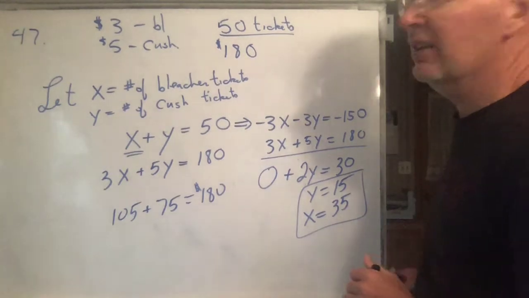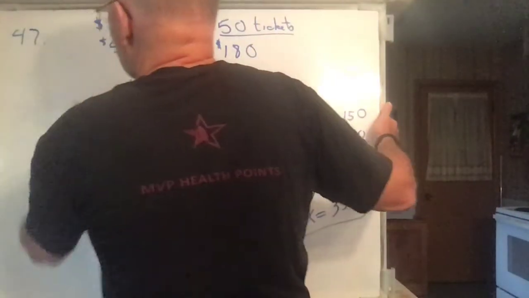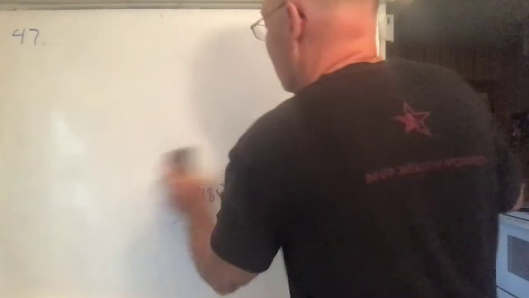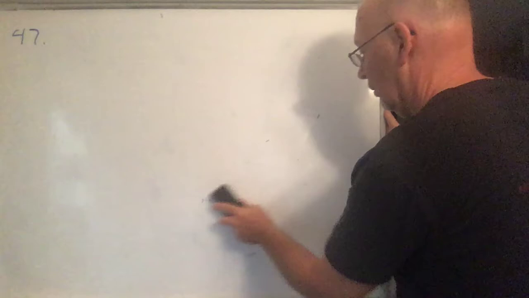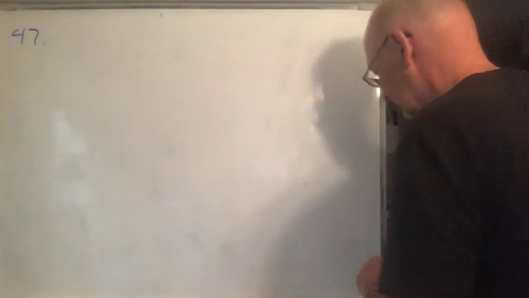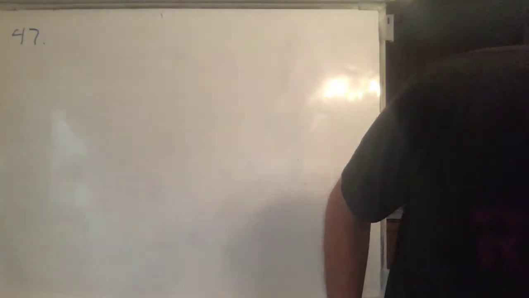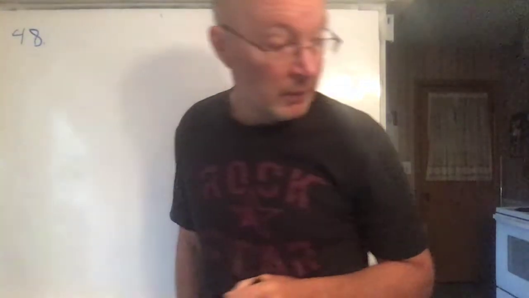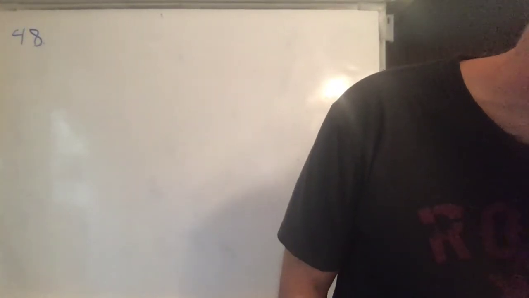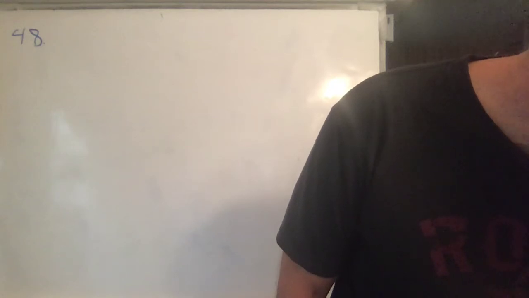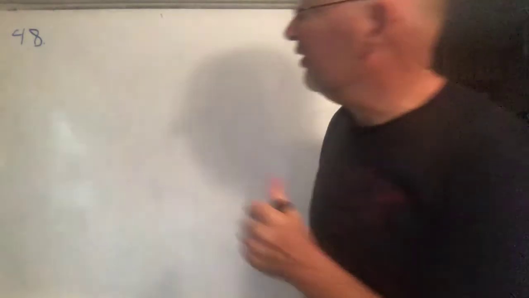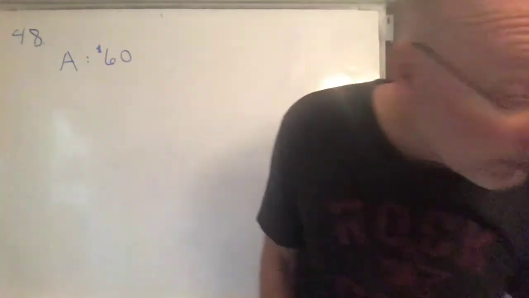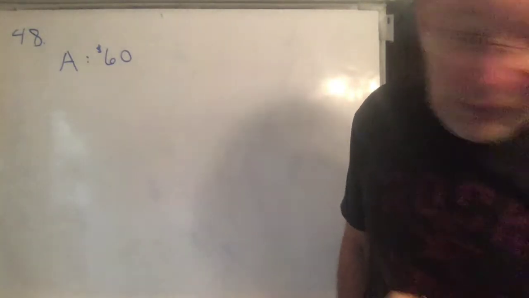Okay, we're coming on towards the end here. That's number 47. How about number 48? Number 48. Let's see. Sarah just moved into a new apartment, and she's trying to decide which cable provider to choose. Cable company A charges an installation fee of 60 bucks and then charges $55 a month.